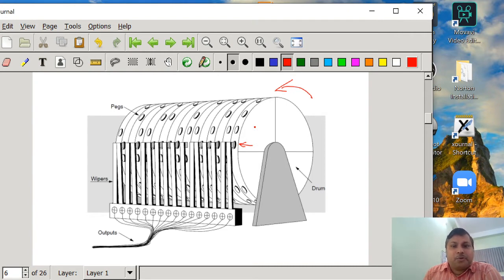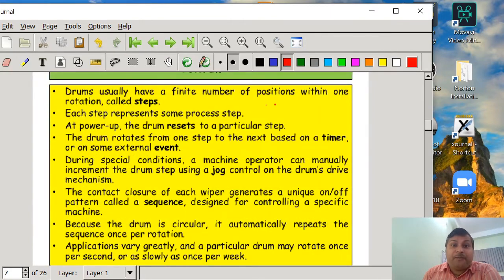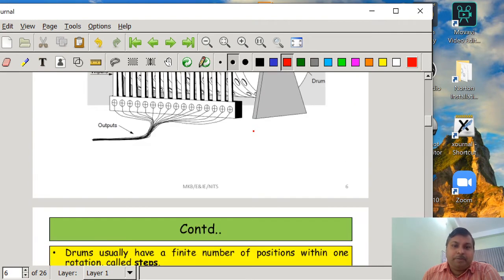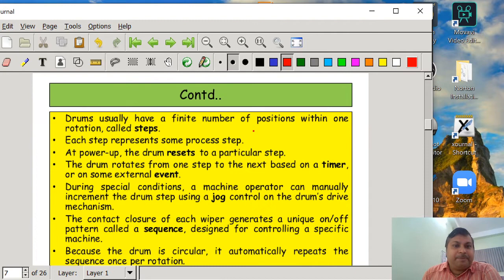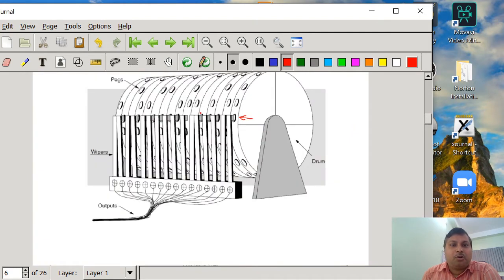Once it rotates a full rotation, the total number of steps will be executed. The drum usually has a finite number of positions within one rotation, called steps. Each step has a particular pattern. Each step represents some process step. Suppose we have 16 machines to turn on and off. Depending on what pattern we want at what time, the pegs will be present accordingly.